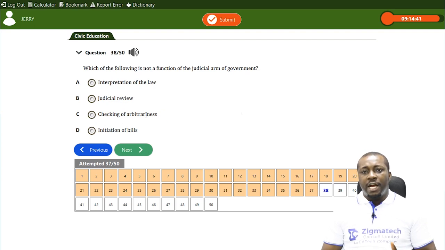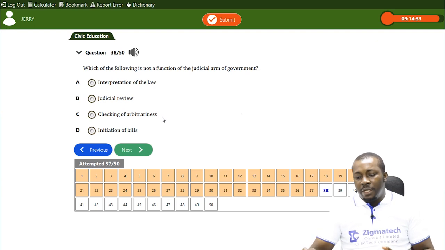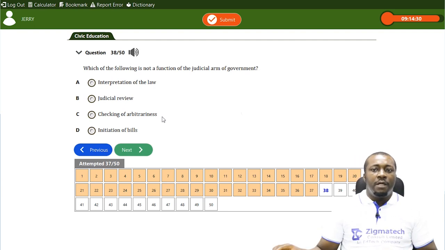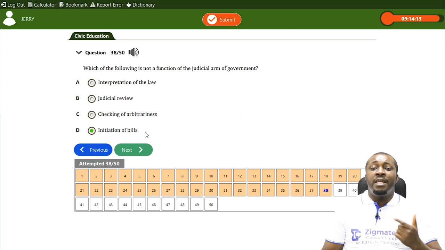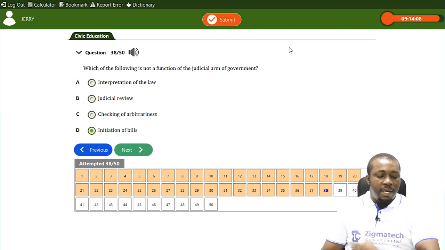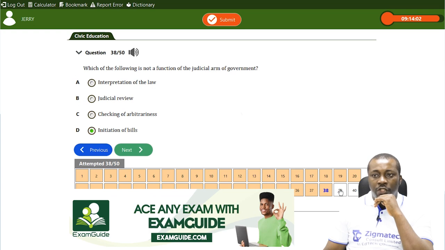Now, C, checking of arbitrariness, that's checking of excessive exercise of powers by the other arms of government, that is, the legislature and the executive. The judiciary plays the role of checking the other arms of government to prevent arbitrariness through judicial review. Now, this is initiation of bills. No, the judiciary does not initiate bills. It's the executive arm of government that can initiate bills. The legislatures will pass bills into law. So the answer here is initiation of bills. It's not a function. Others are the functions of the judiciary.